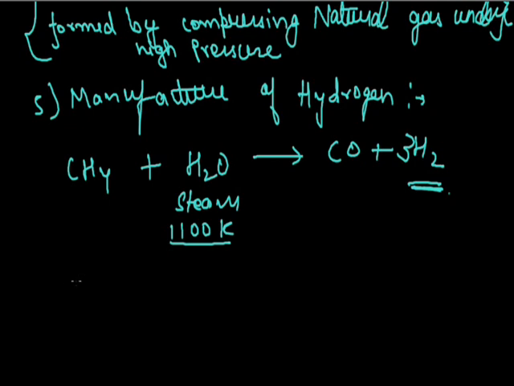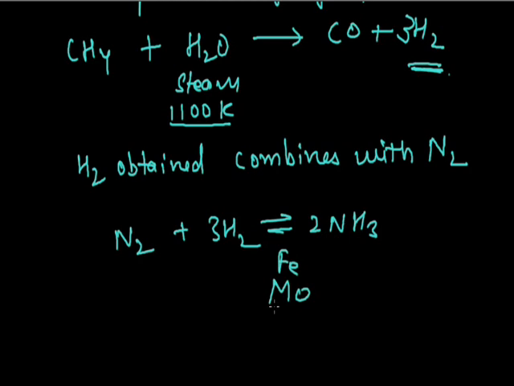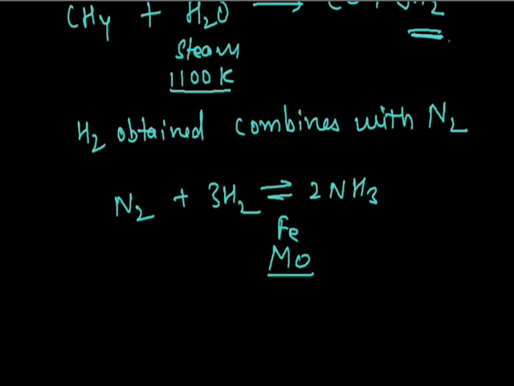How we can use it, we will see in subsequent steps. This hydrogen obtained combines with nitrogen. We call it the Haber process: N2 + 3H2 gives 2NH3, ammonia. Some catalysts are also used in the reaction, iron and molybdenum. Catalysts are substances which increase the rate of reaction. I told you that natural gas is used in the manufacture of hydrogen, which is subsequently used in the manufacture of fertilizers.